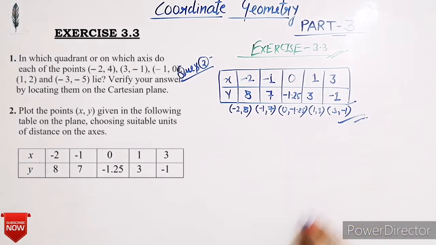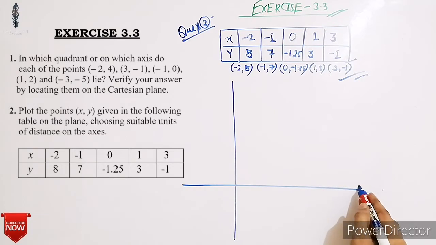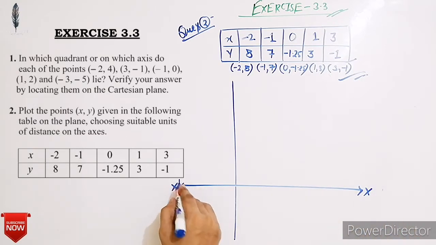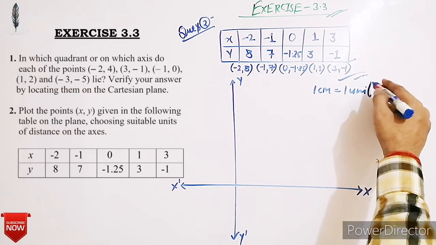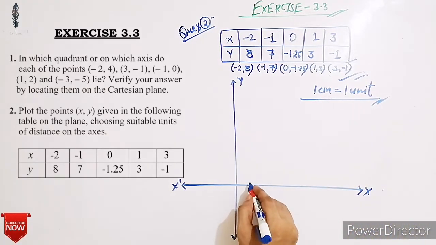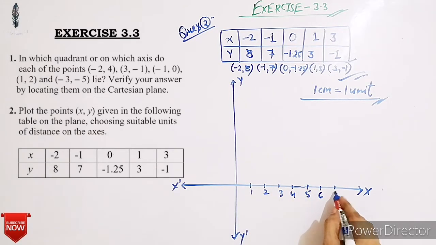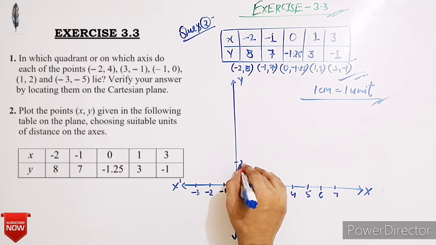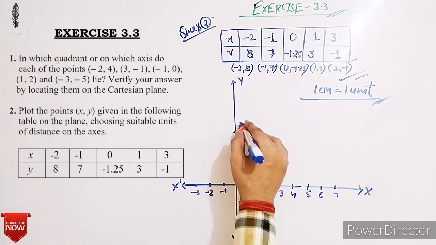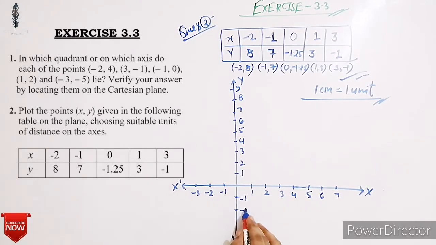Okay, students? Now, here we draw a Cartesian plane. Here x-axis and here y-axis. Here we use 1 centimeter is equal to 1 unit. Okay, students? Here positive 1, 2, 3, 4, 5, 6, 7. And here -1, -2, -3. And here 1, 2, 3, 4, 5, 6, 7, 8, 9. And here -1, -2.